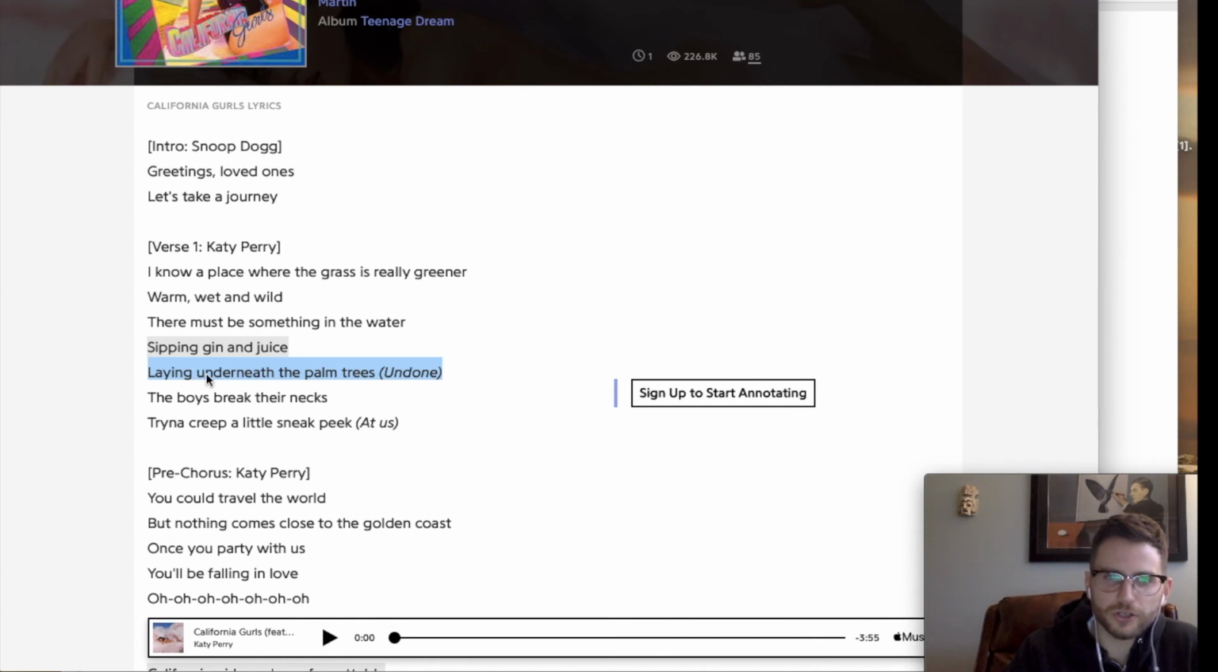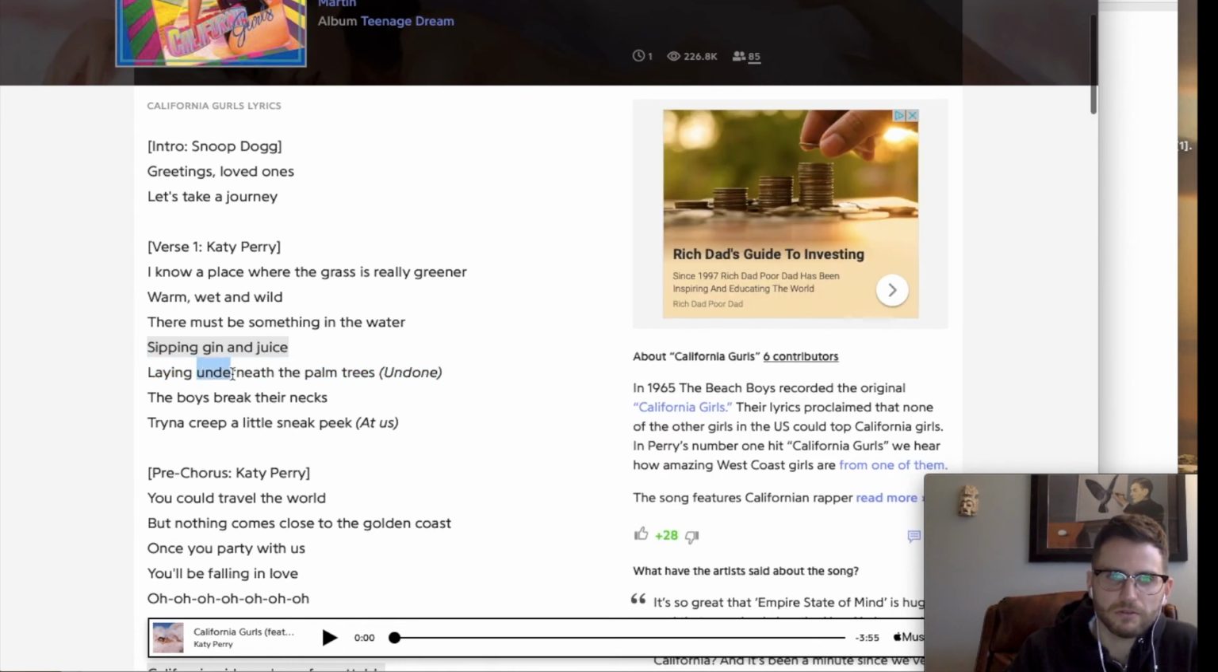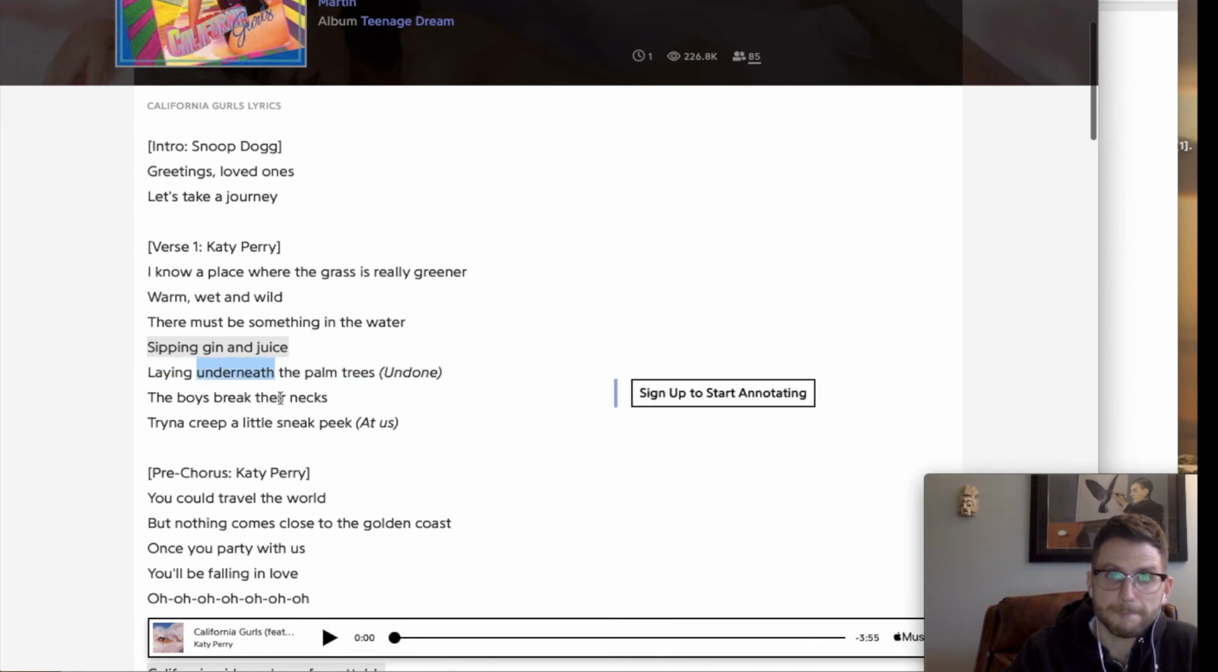So let's look at that sentence. So underneath, okay, preposition, right? It's a preposition. The palm trees, object, it's a noun, it's an object, okay? And so what do we have? We have here the verb, preposition, okay, important, verb, preposition, then object. So what should that be?